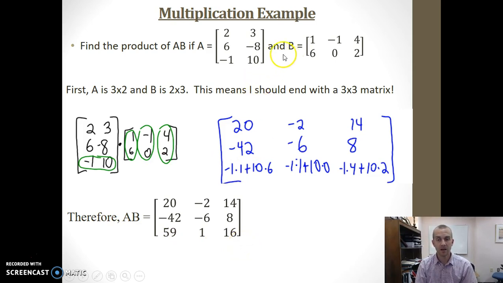Now, in this case, if I flipped these around, I would have a 2 by 3 and a 3 by 2. So I could multiply them together, but I end up with a solution being a 2 by 2 matrix. So one of the key things to remember is that multiplication of matrices is not commutative. That's important to remember.